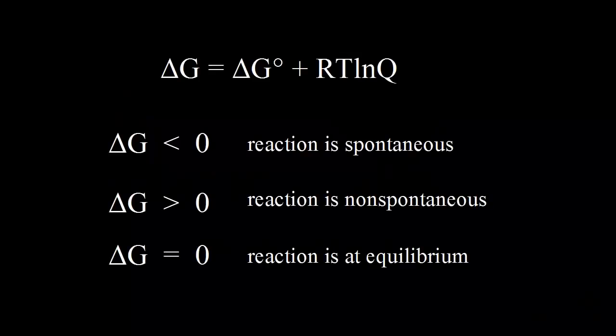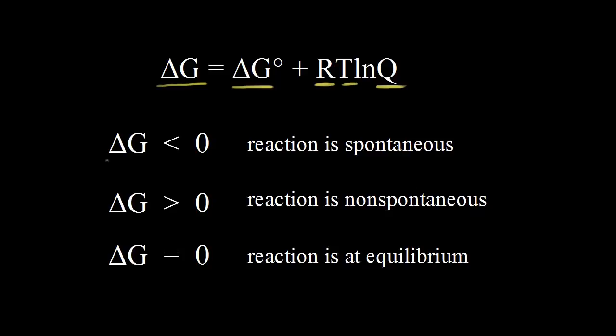The relationship between the change in free energy and Q, the reaction quotient, is very important to understand. The change in free energy, or delta G, is the instantaneous difference in free energy between the reactants and the products. Q is our reaction quotient. It tells us where we are in the reaction, and remember, it has the same form as the equilibrium constant, K. Delta G0 is the standard change in free energy, so the change in free energy under standard conditions. R is the gas constant, and T is the temperature in Kelvin.